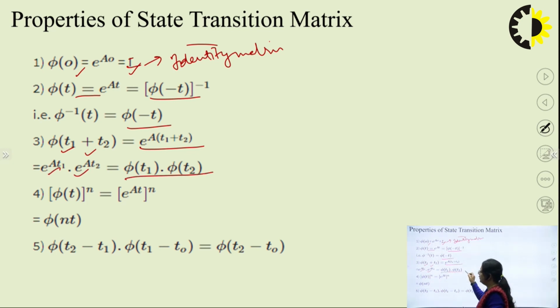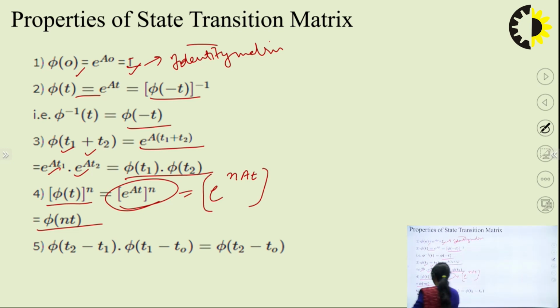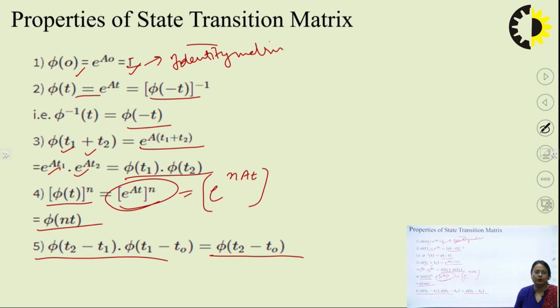In terms of phi, you can write the multiplication of the two as phi t1 into phi t2. And phi t raised to the power n can be written as phi of n t, right? And it can be written in terms of e raised to the power A t into n, or as e raised to the power n A t, right? And another property is phi of t2 minus t1 into phi of t1 minus t0, which you can directly write as phi of t2 minus t0.